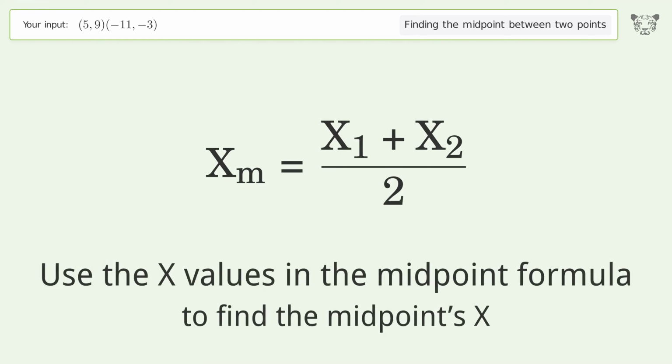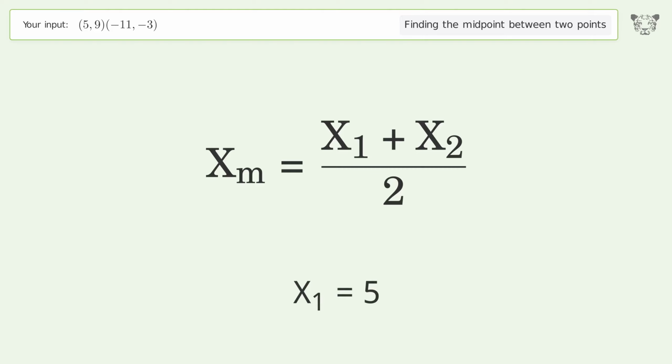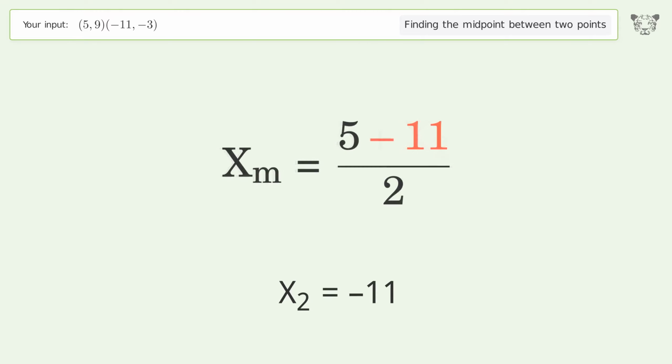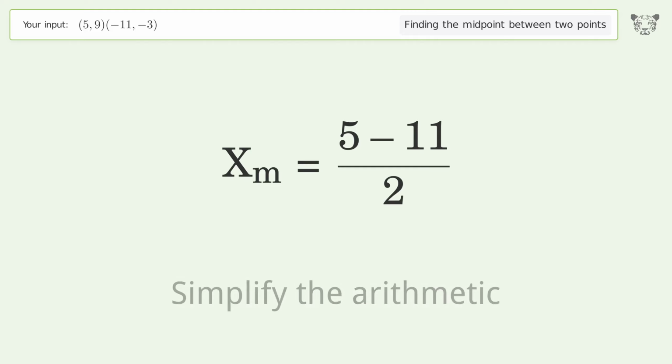Use the x values in the midpoint formula to find the midpoint's x. x1 equals 5. x2 equals -11. Simplify the arithmetic.